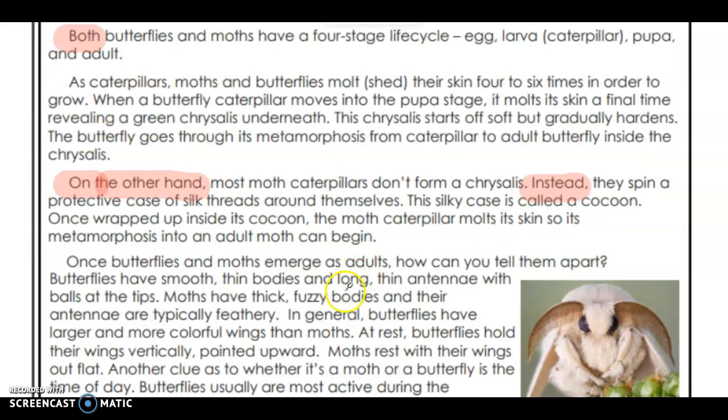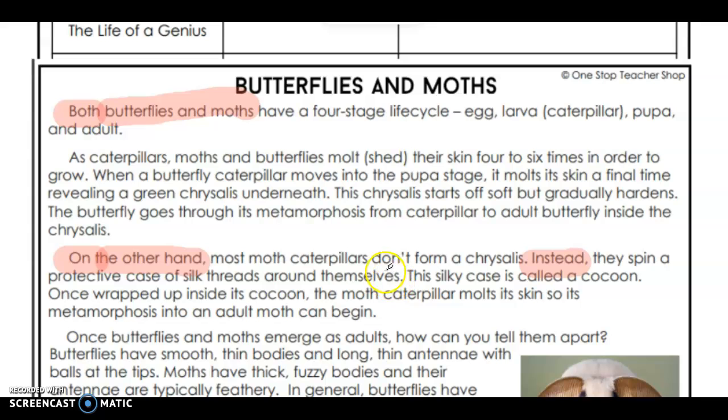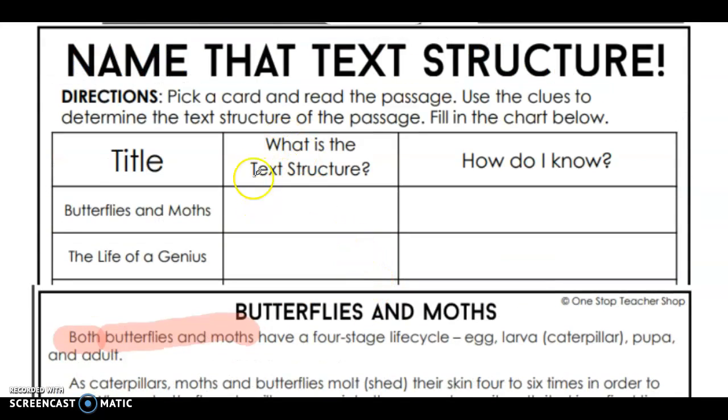So we are comparing two things, butterflies and moths. In each paragraph, it's saying how they are similar and different. Now, sometimes they don't give us all those keywords, but we can tell that they are talking about two things and comparing them. At the top, this text structure is compare and contrast.